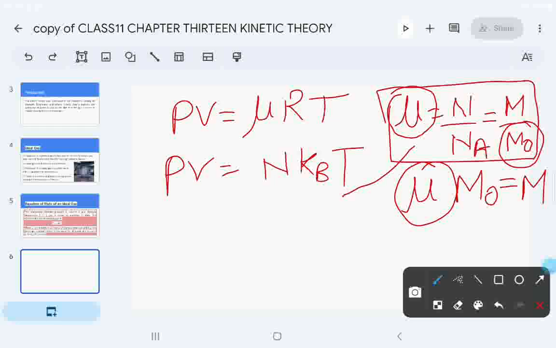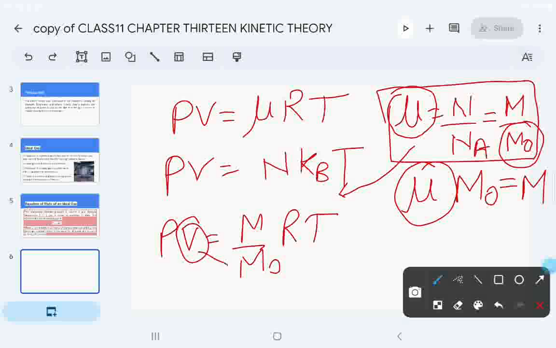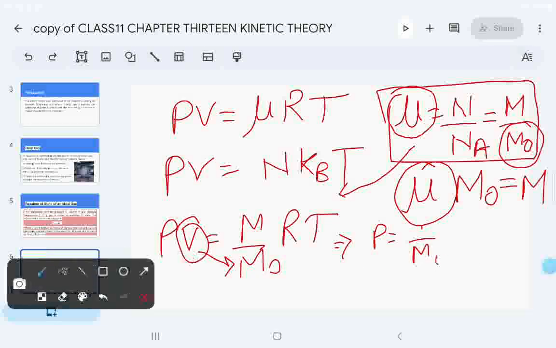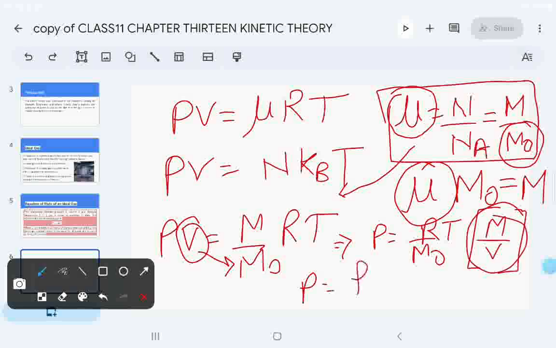If I use this here, what will I get? PV is equal to, in place of mu I am writing m upon m naught into RT, and dear students, if I take V in the denominator, then P is equal to 1 upon m naught. M naught is constant, the molar mass of any gas is constant, R is constant, T is constant. If I take that, then I get m upon V, which is equal to density. So the formula is P is equal to rho RT upon m naught.